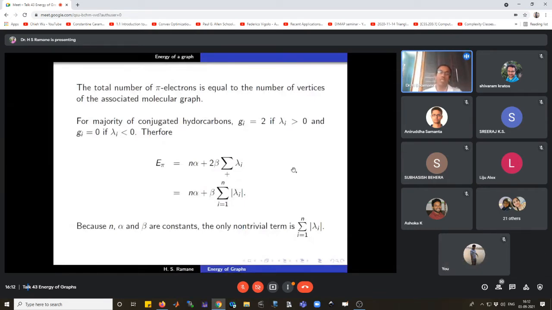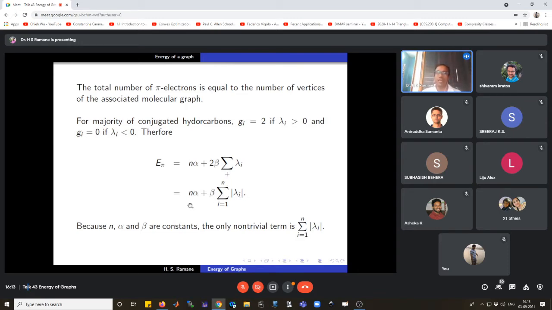That is, the sum of the positive eigenvalues is the same as the sum of the negative eigenvalues, they only differ in sign. So combining all the eigenvalues, instead of writing 2 times the sum of lambda i over the positive ones, we can write the summation of mod of lambda i, taking i from 1 to n. That means considering all the eigenvalues, positive, negative as well as 0. The 0 contributes nothing. So the total pi electron energy is n alpha plus beta times the sum of mod of lambda i.